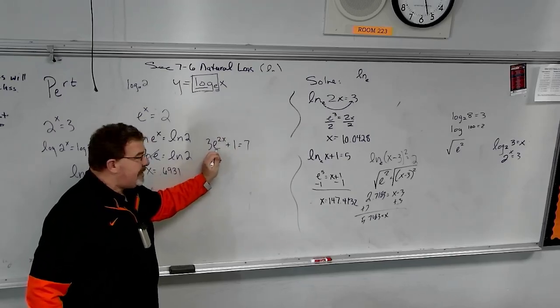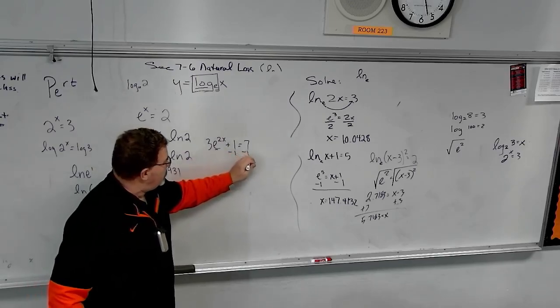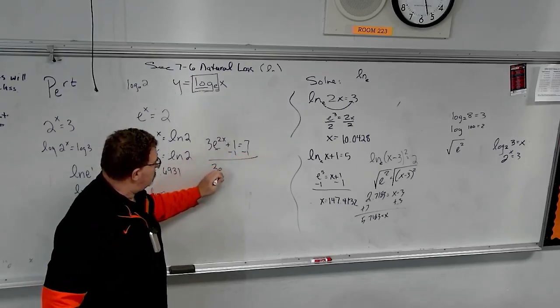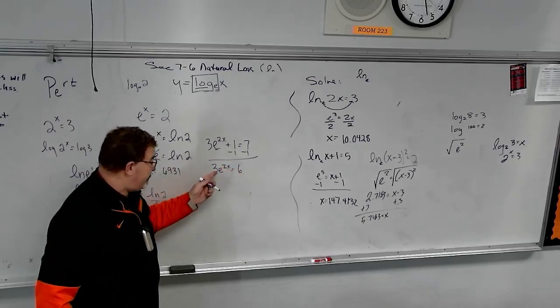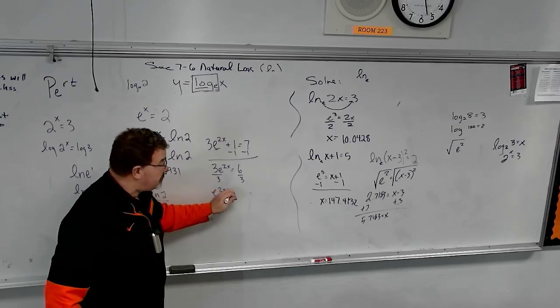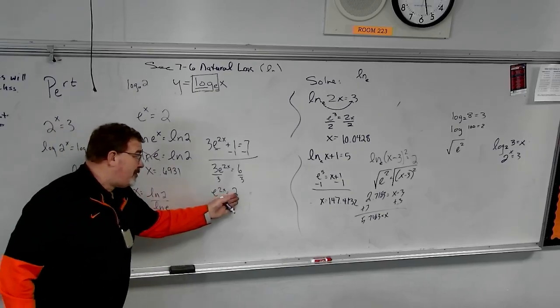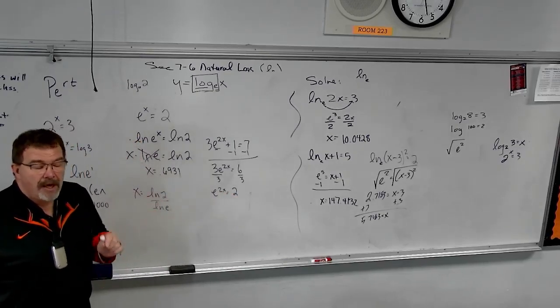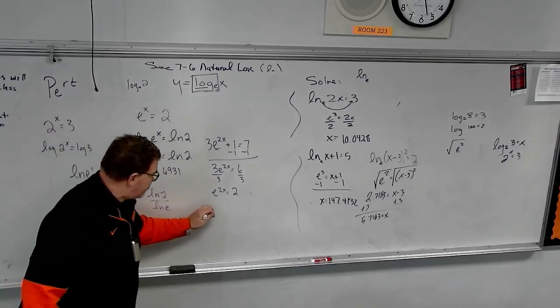Don't we want to get e by itself, at least get the base by itself? So I would subtract 1, which is 6. Then I divide by 3, exactly. So I get e to the 2x equals 2. I'm going to ask you this every single time: can you convert 2 to base e? No. So we're going to take the natural log of both sides.